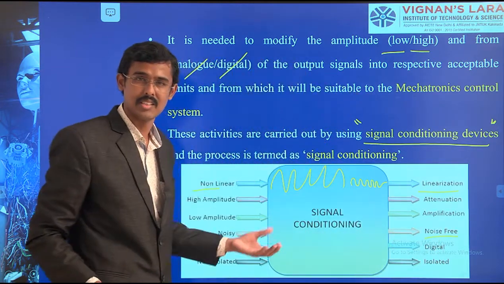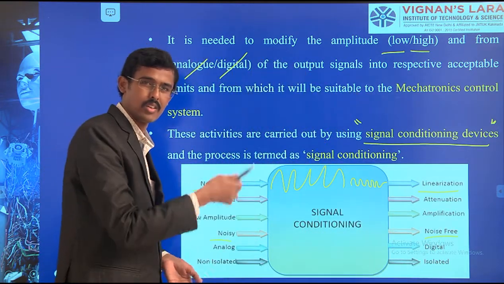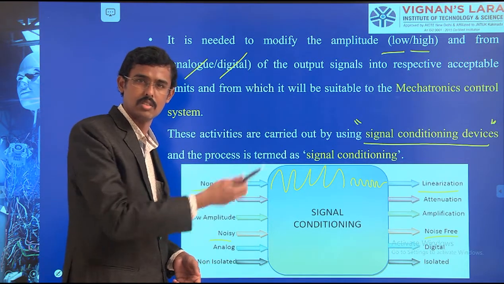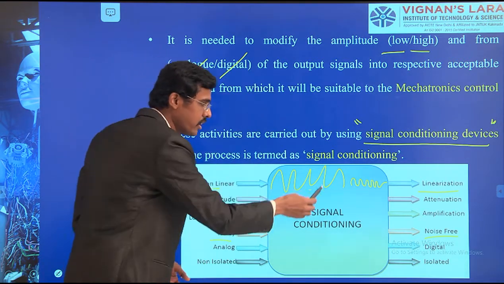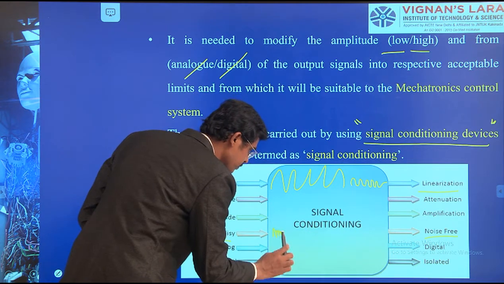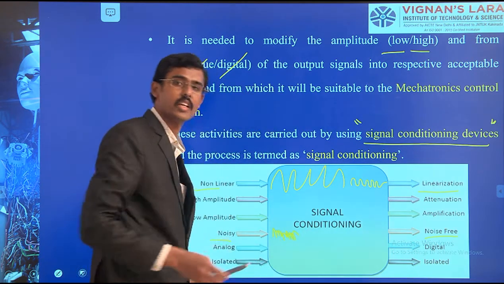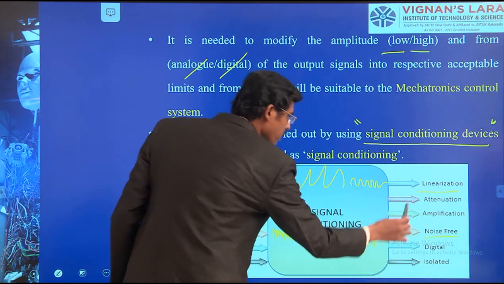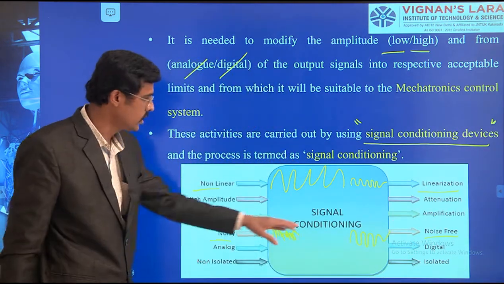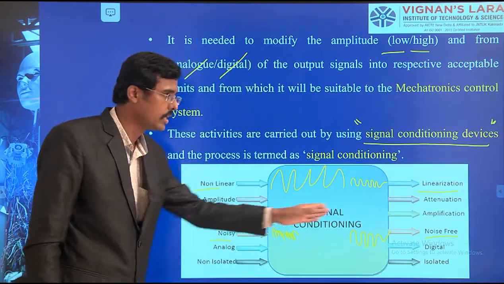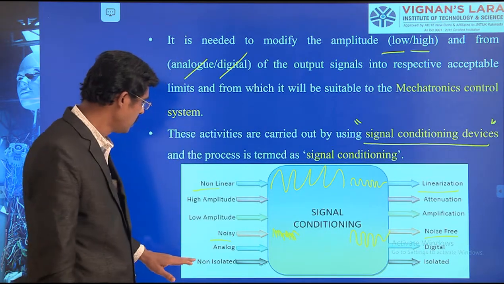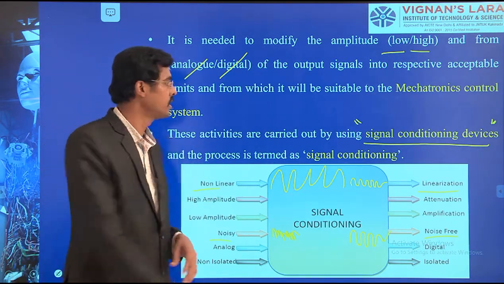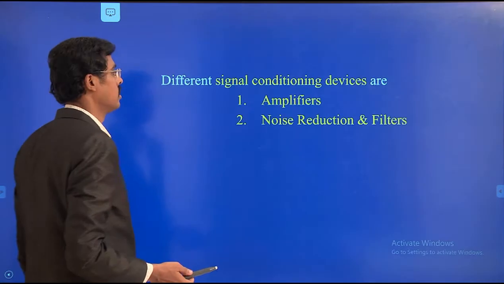These things we have seen in radios. When the noise is high, we generally say the words are coming very near, which is nothing but a frequency that is very near. This is to be converted into the normal format. And from analog to digital, from mechanical to electrical, these are done by the signal conditioning devices.